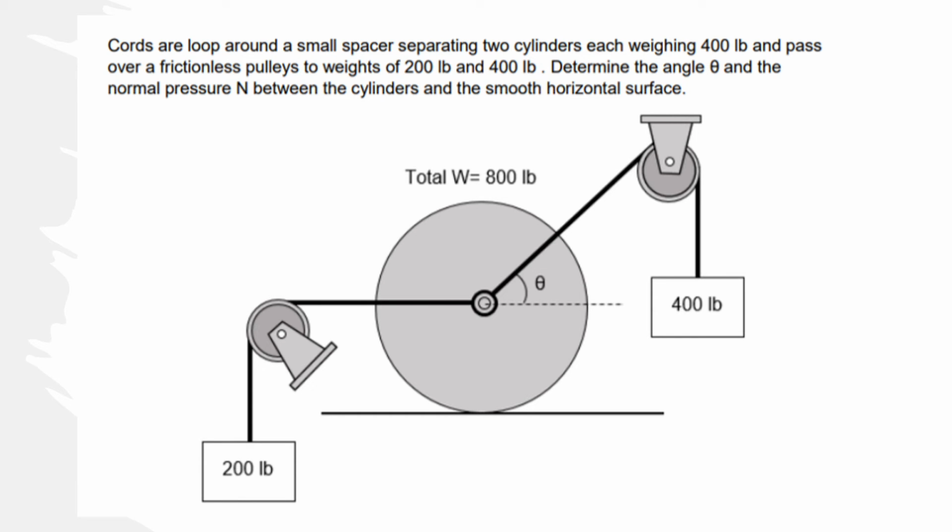So the second problem, and this is the last problem on equilibrium of coplanar force system. Cords are looped around a small spacer separating two cylinders, each weighing 400 pounds, and pass over frictionless pulleys to weights of 200 pounds and 400 pounds. Determine the angle and the normal pressure N between the cylinders and the smooth horizontal surface.